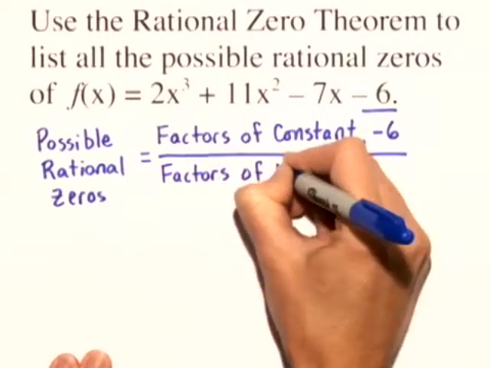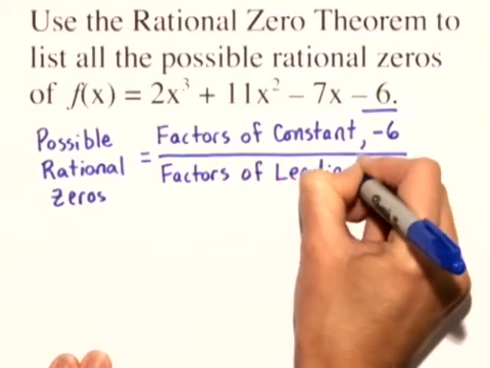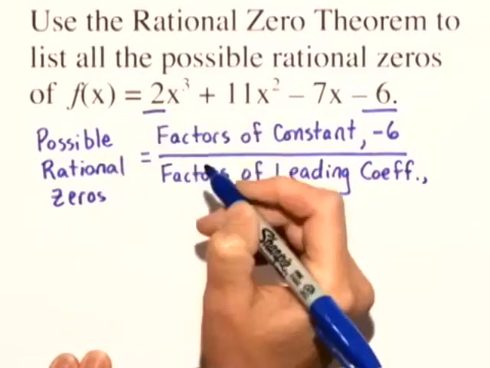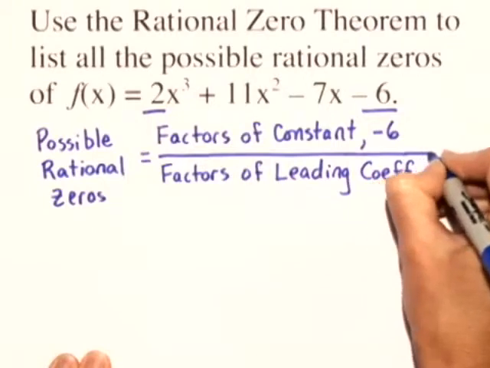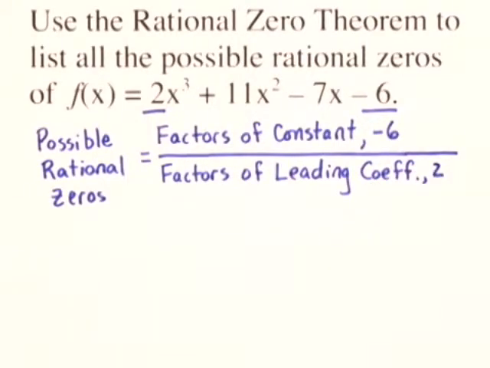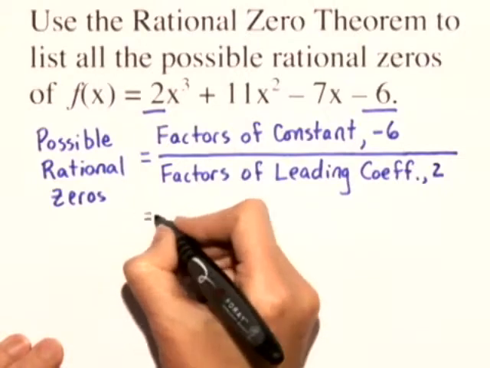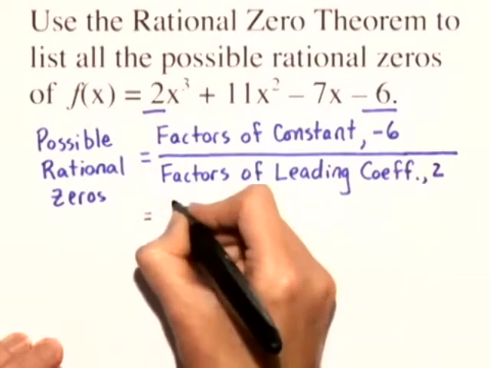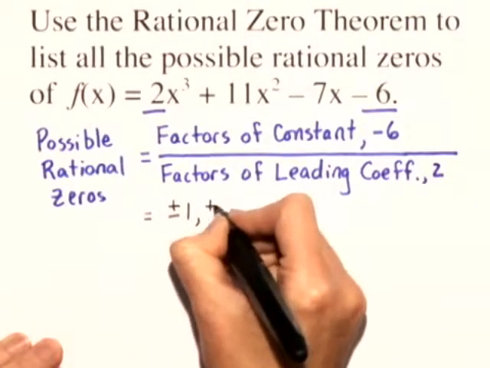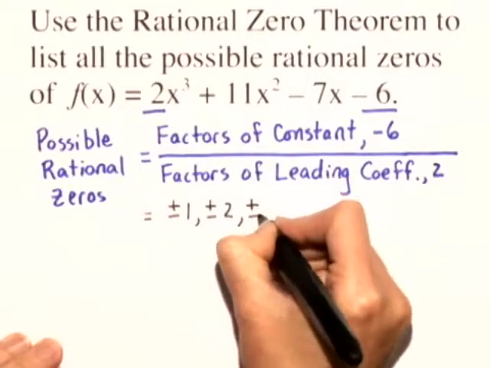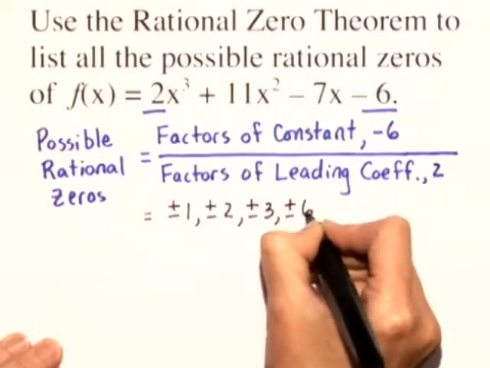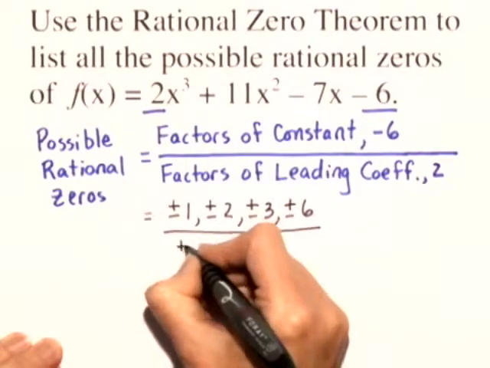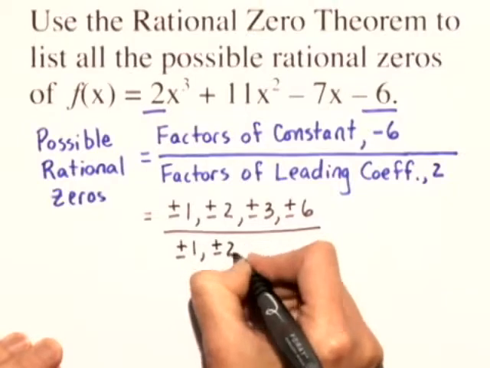of the leading coefficient. I'll abbreviate here. And our leading coefficient, in this case, is 2. So, in order to list all of the possible rational zeros, we're really looking at all of the factors of -6, including the positive and the negative factors. So that would be plus or minus 1, plus or minus 2, plus or minus 3, and plus or minus 6. In the denominator, the factors of 2 are just plus or minus 1 and plus or minus 2.